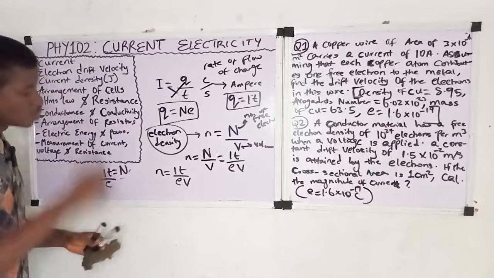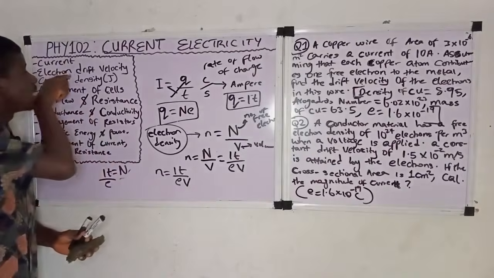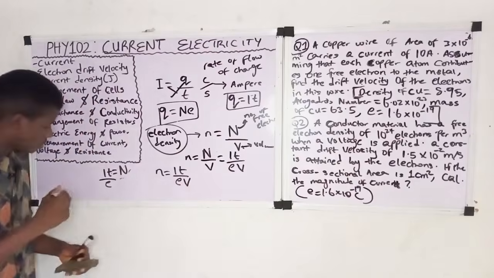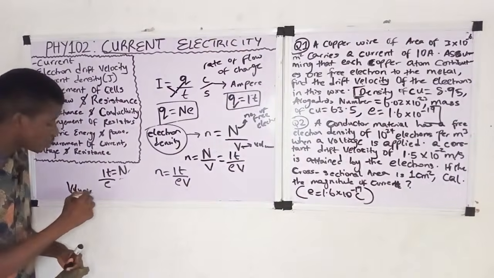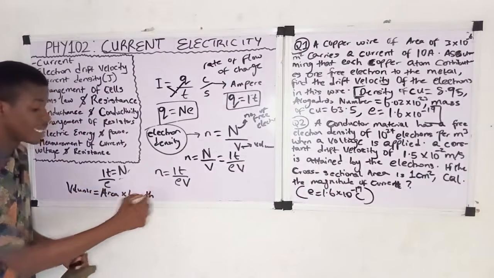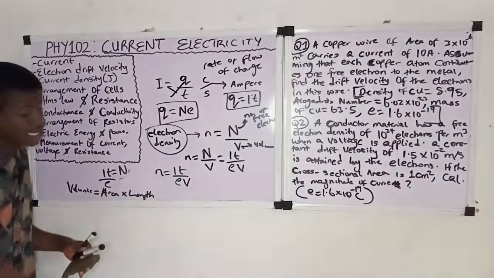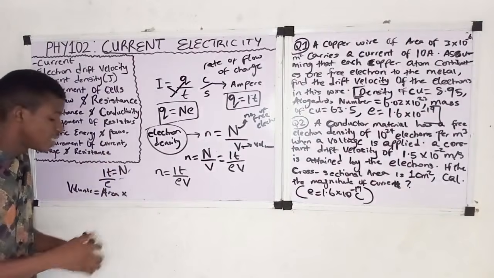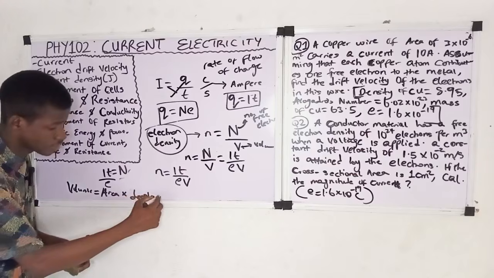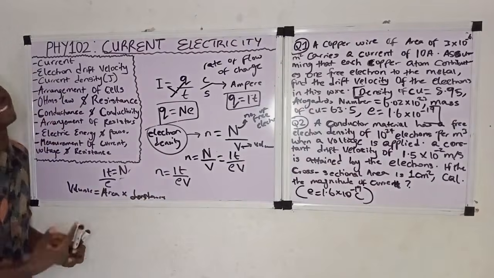So now remember, what are we looking for? We're looking for electron drift velocity, we're looking for velocity, right? Remember, this is volume. Normally we all know that volume can be equal to area times length, or length times breadth times height, or area times length. We can use distance in place of length, so you can say volume is equal to area times distance.